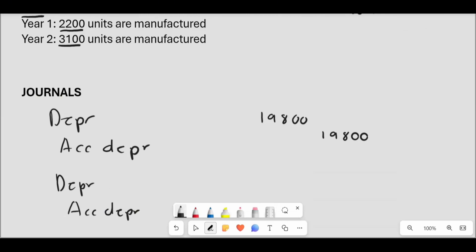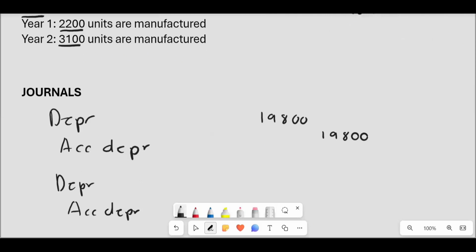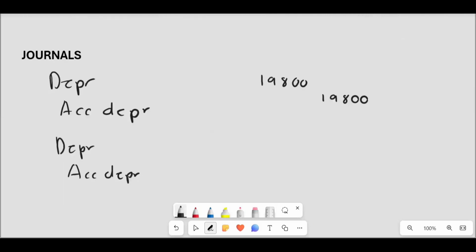So for year two, we're going to debit 27,900, and then we're going to credit accumulated depreciation with the 27,900. Remember, these two amounts must always be identical. Why? Because in accounting, whatever you do on the left, you do on the right, basically.